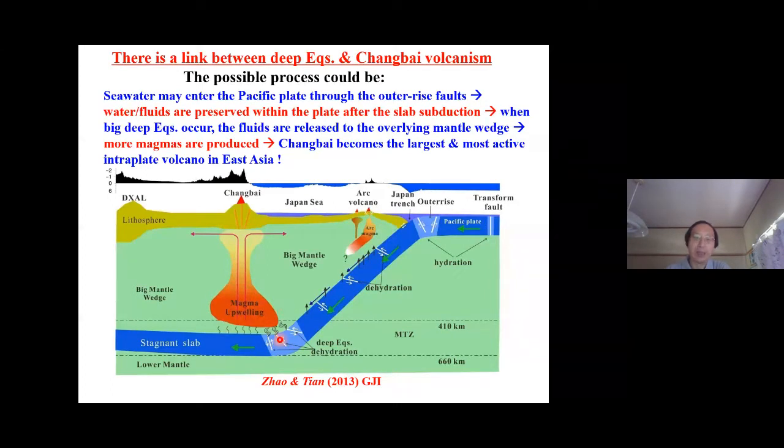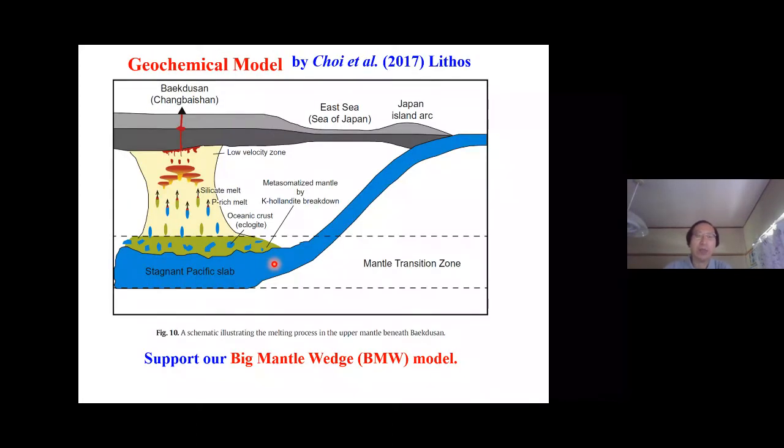These fluids could become magma, and additional magma and fluids feed the Changbai volcano. Thus the Changbai volcano becomes the largest and the most active intraplate volcano in Northeast Asia. So we think there could be a link, a relationship between the deep earthquake generation and the Changbai volcano. This figure shows a recent geochemical model by geochemists in South Korea. They also support our big mantle wedge model.